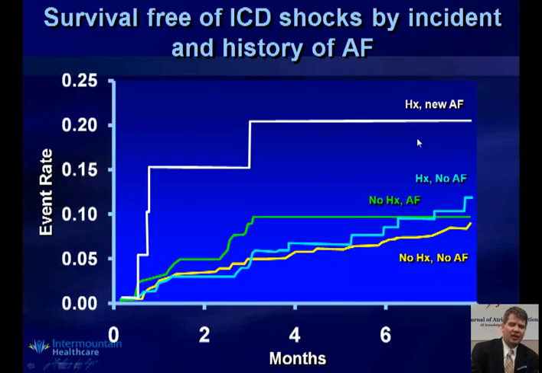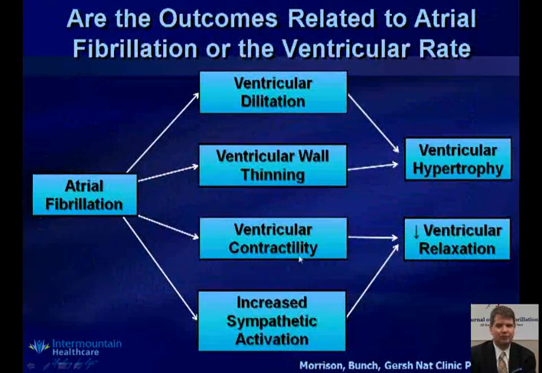There weren't enough events to really stratify appropriate versus inappropriate, but both were driven by the atrial fibrillation. And those that had no AF and no history of atrial fibrillation had the lowest rates by far. So what does atrial fibrillation do in patients with heart failure?